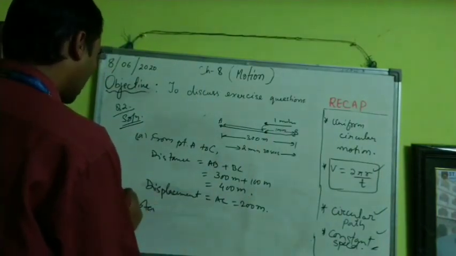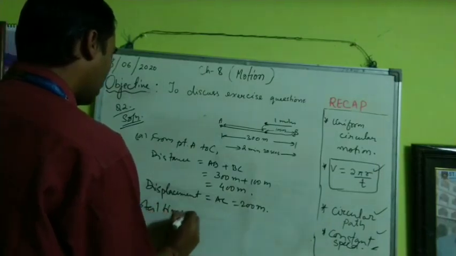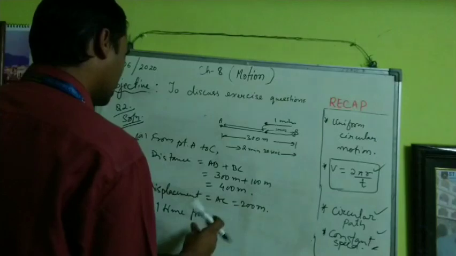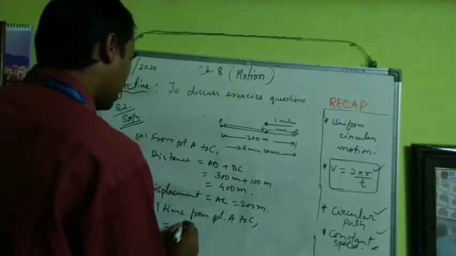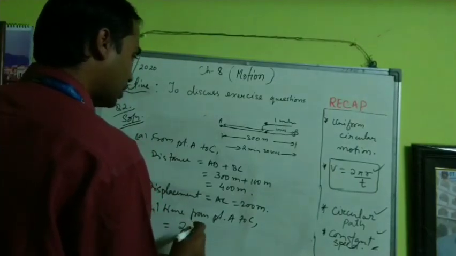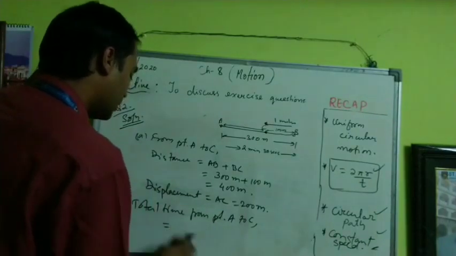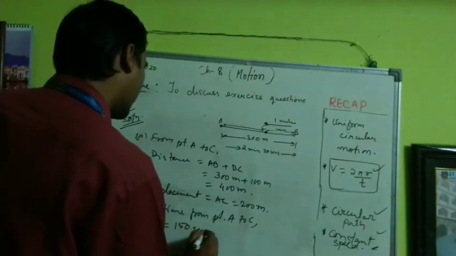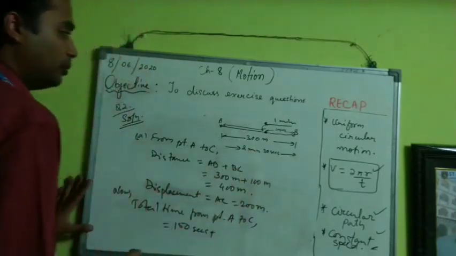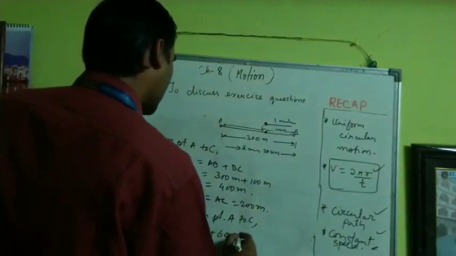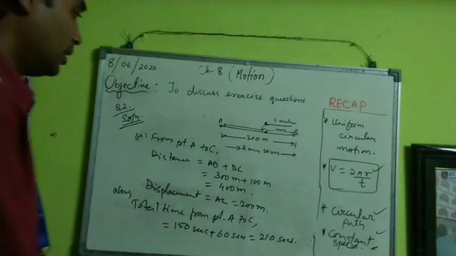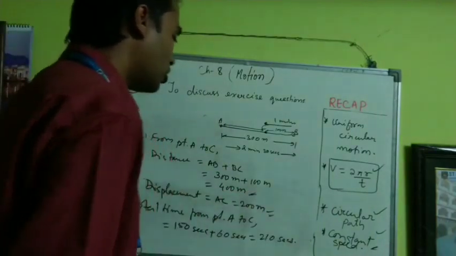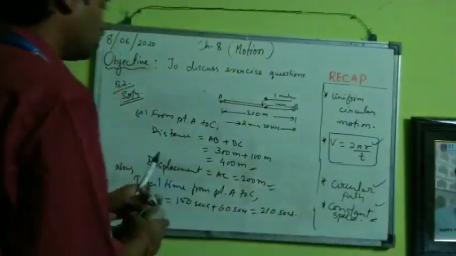Now what is the total time from point A to C? First of all it was 2 minutes 30 seconds, so that was 150 seconds. Then another 1 minute from point B to C, that is 60 seconds. So total becomes 210 seconds. In this case the distance and displacement are not the same, therefore we cannot write speed equal to velocity, and we have to find both of them separately.